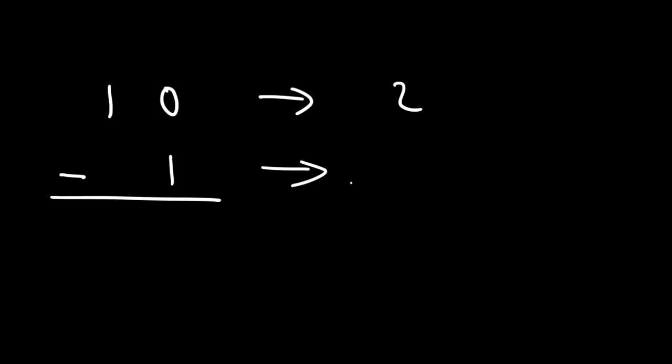Now what if you have 1, 0, but you wish to subtract it by 1? What will you do? Now, 1, 0 as a binary number is equivalent to 2 in the decimal system. And 1 is just 1 in the decimal system. So 2 minus 1 should give us an answer of 1.